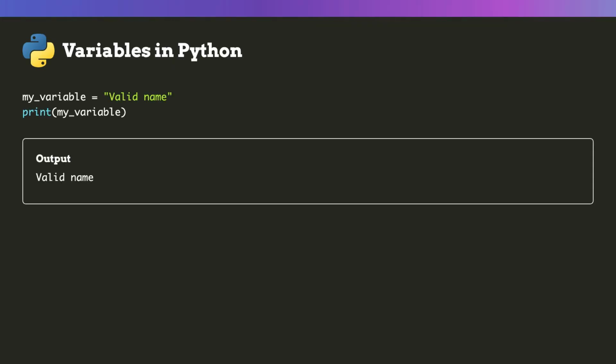Variable names can be almost anything, but they must start with a letter or an underscore and cannot start with a number. They can only contain alphanumeric characters and underscores. Here, my_variable is a valid variable name.